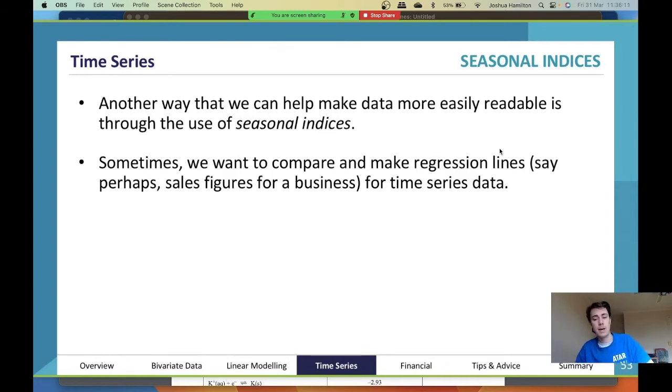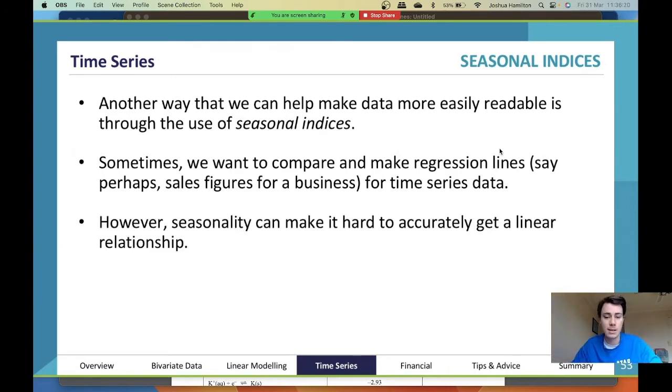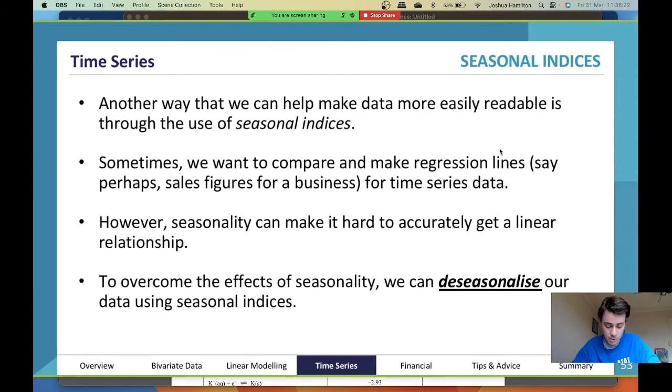So sometimes we want to compare and make regression lines, say perhaps for sales figures for a business, usually for time series data. However, seasonality can make it hard to accurately get a linear relationship. Seasonality is where maybe every Christmas at a department store you get more sales. Or you're looking at a rental business, and at the start of the year when everyone's moving around for new jobs and uni and school, that's when it's going to be most busy. So to overcome these effects of seasonality, we can deseasonalize our data using seasonal indices.